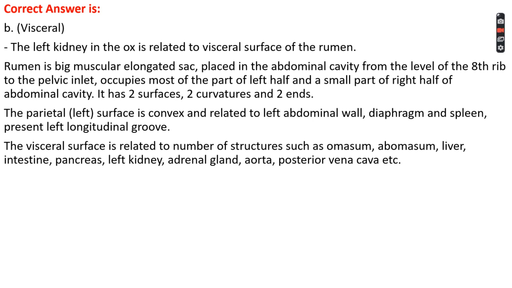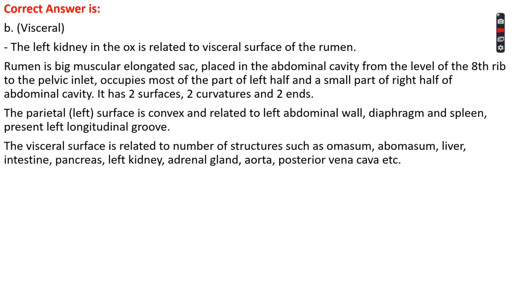Okay, if we see, the rumen is a big muscular elongated sac which is mainly located on the left side in the abdominal cavity from the level of the 8th rib to the pelvic inlet, and a very small part of this rumen is located in the right half of the abdominal cavity.